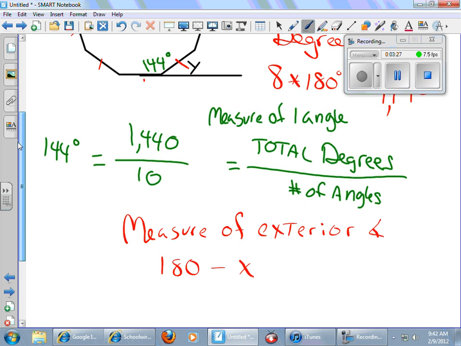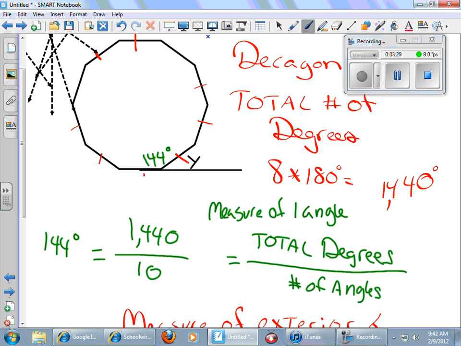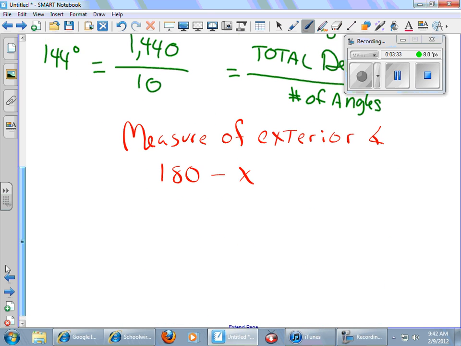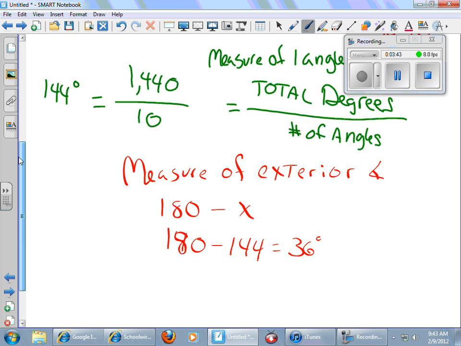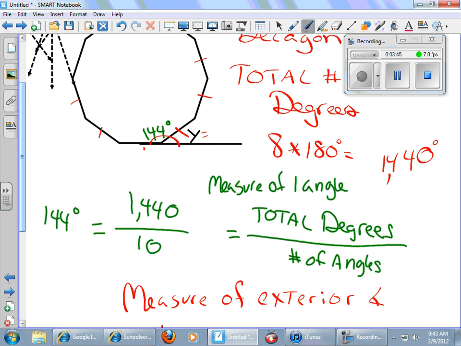Why is that going to work? Because if you look, I have a half a circle right here. Half a circle has 180 degrees. So I'll do 180 minus 144, and I believe that'll be 36 degrees. All right, so that means Y equals 36 degrees.